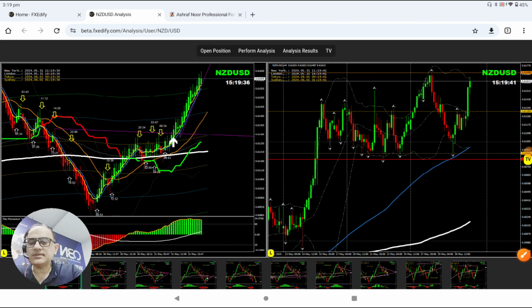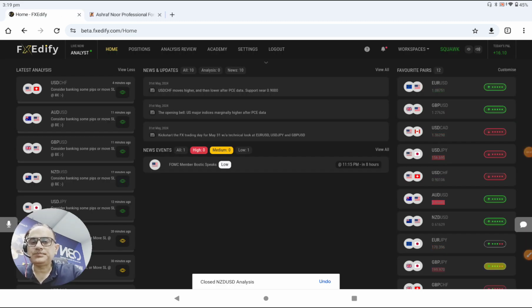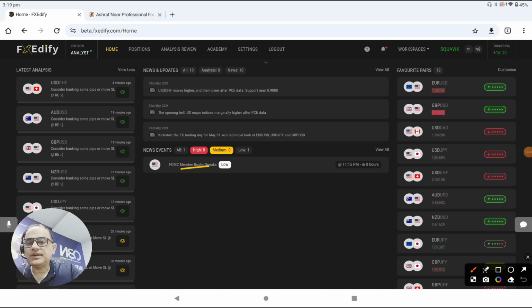And how I analyze the market, that's the key important thing, right? So if you look here, you can see Kiwi dollar, just mentioned 12 minutes ago, 11 minutes ago, 4 minutes ago, to bank some profit.